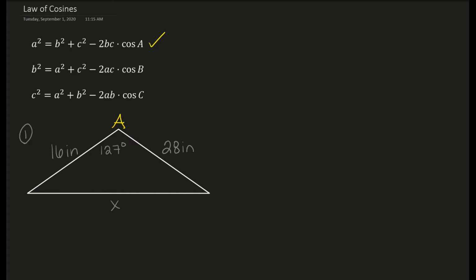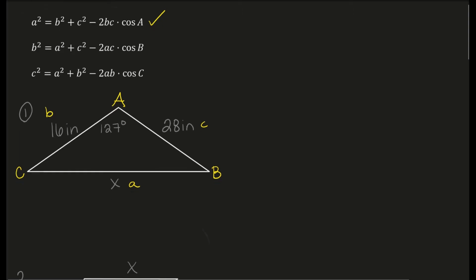A, and directly across from angle A must be leg A. Labeling the other sides is arbitrary. So just know that across from angle B is going to be leg B, and across from angle C is going to be leg C. Now everything else should fit right into our equation.